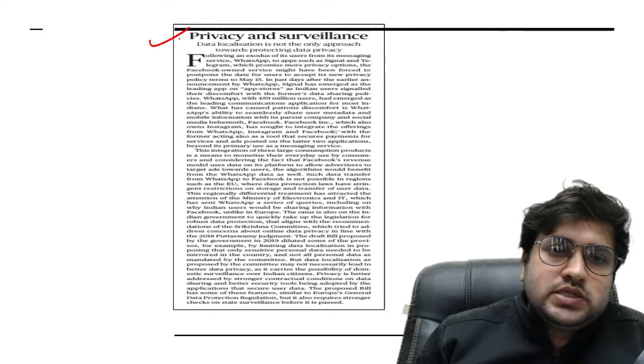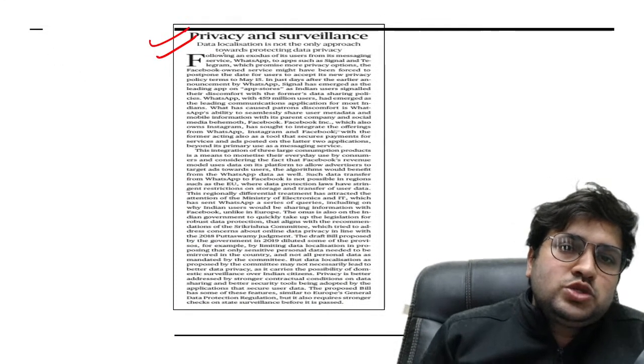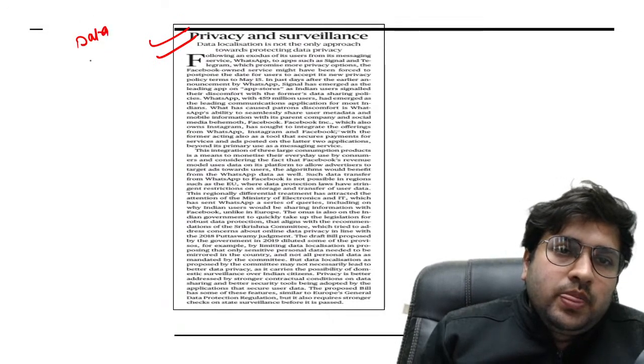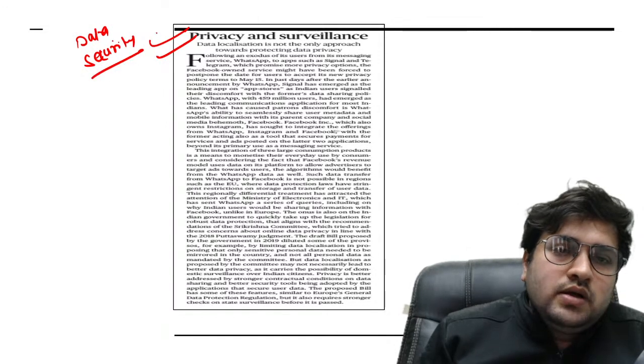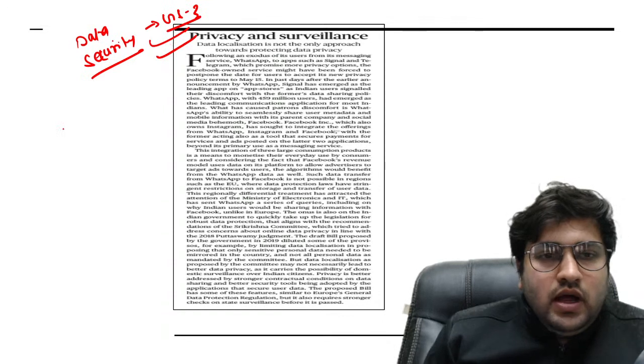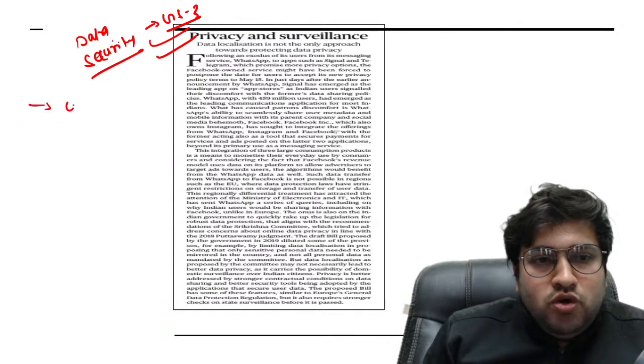Next is again a very important topic. This topic is related to data security. This is again a very important topic. The question can be framed under GS paper 3. We are all aware of the privacy policy of WhatsApp.